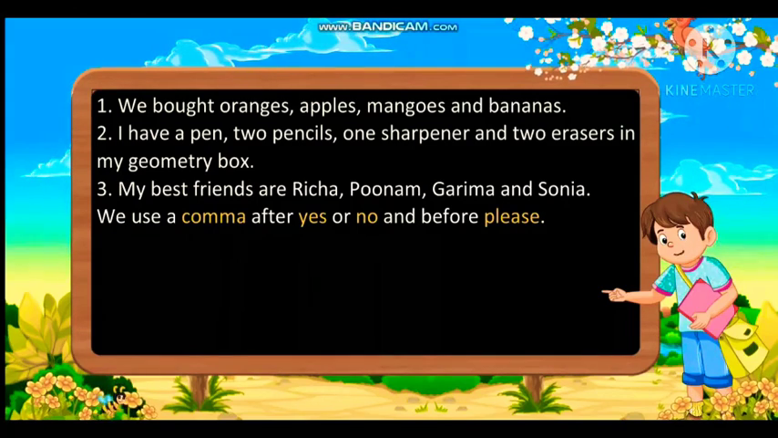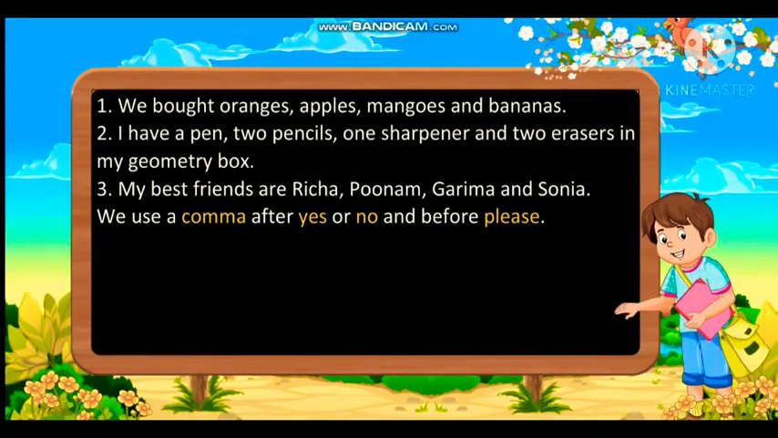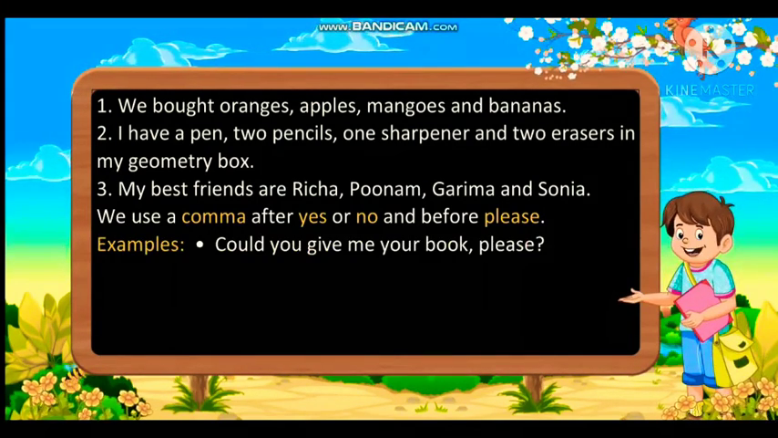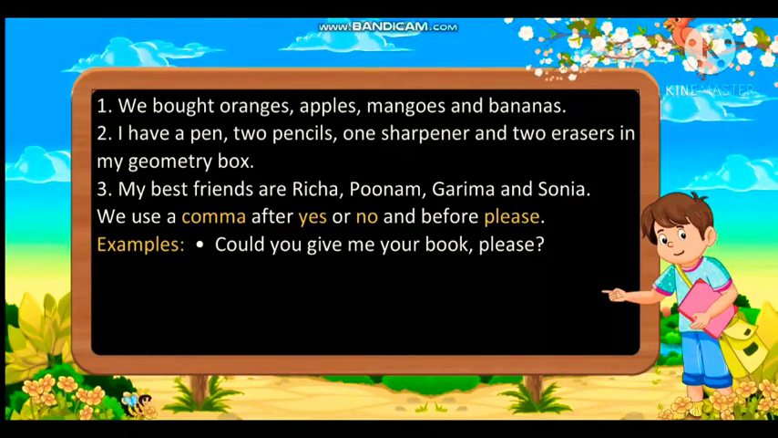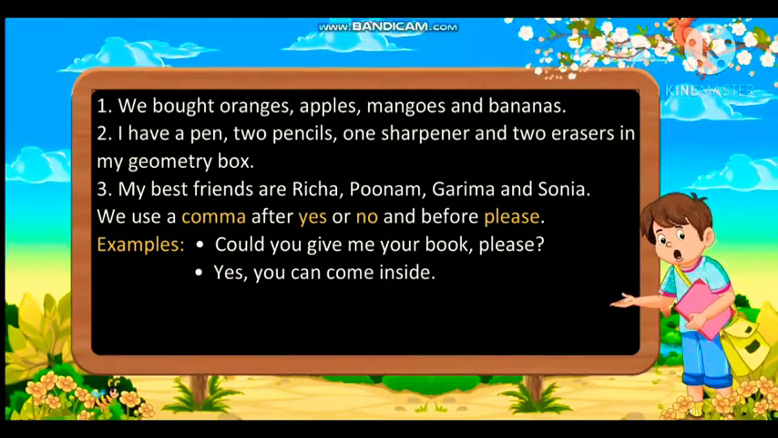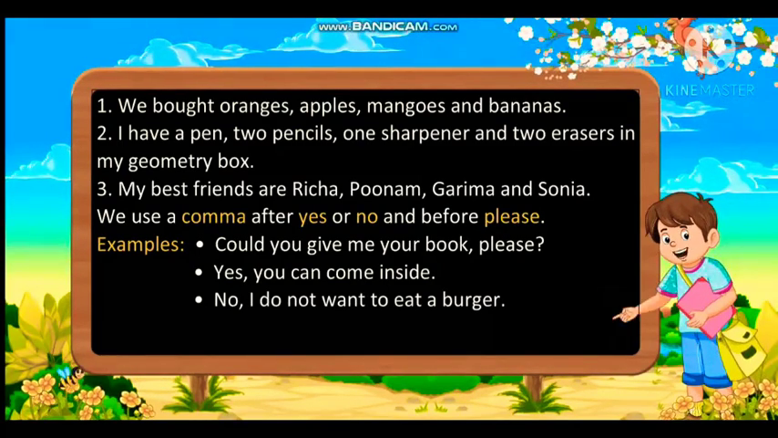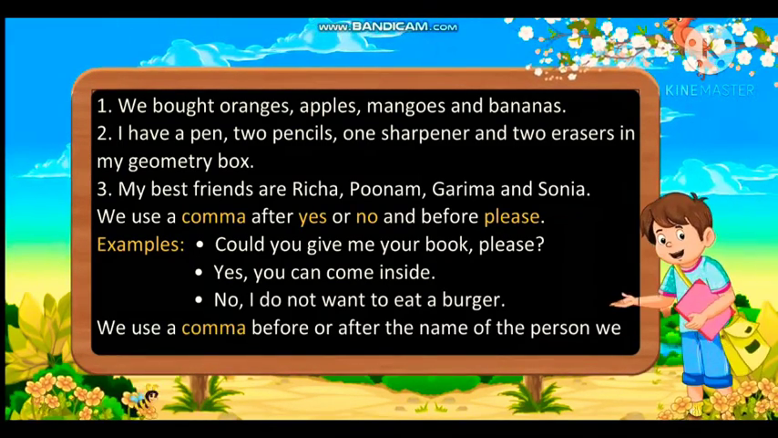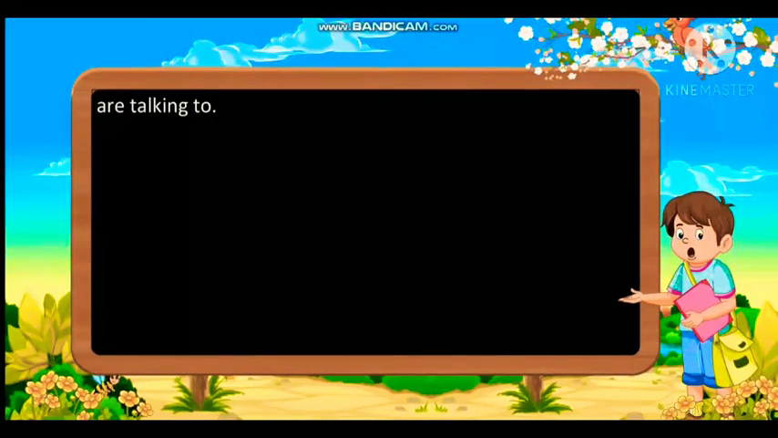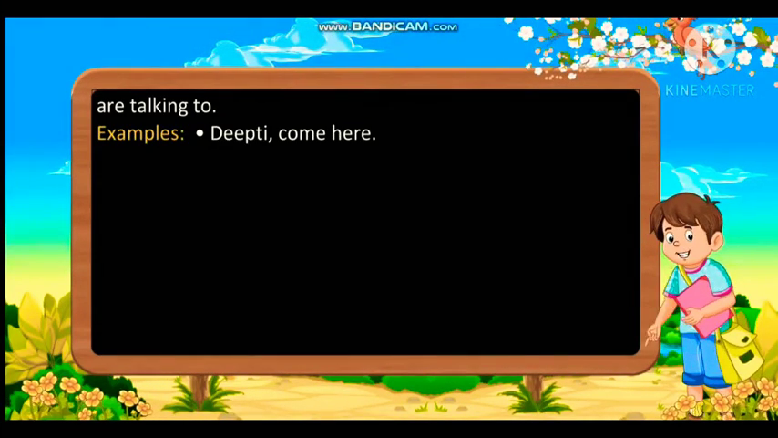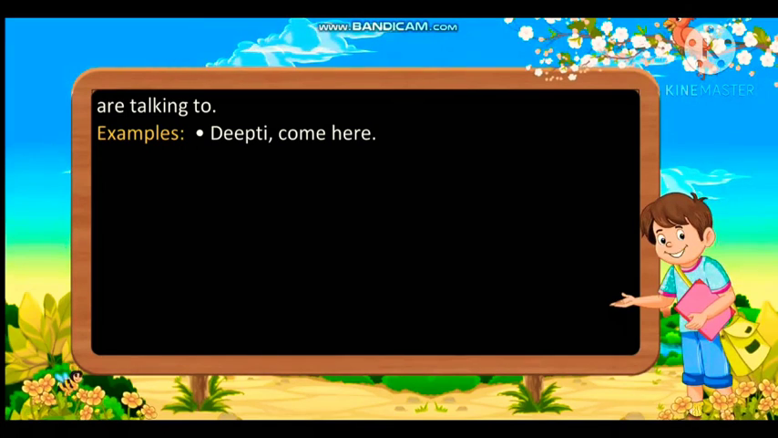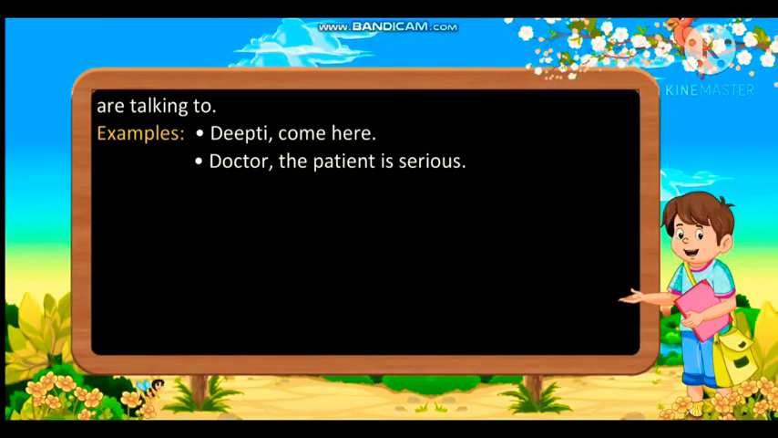We use a comma after yes or no and before please. Examples: Could you give me your book, please? Yes, you can come inside. No, I do not want to eat a burger. We use a comma before or after the name of the person we are talking to. Examples: Deepthi, come here. Doctor, the patient is serious.